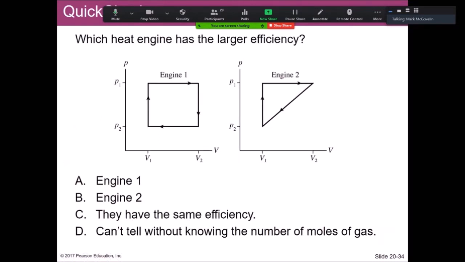All right. Which of these heat engines has the larger efficiency? Look at both of these and let me know what you think has the larger efficiency. I mean, one thing that's obvious when you look at it, right, the amount of work being done is totally different, right? So keep that in mind. It's not D. Let me just tell you, it's not D.